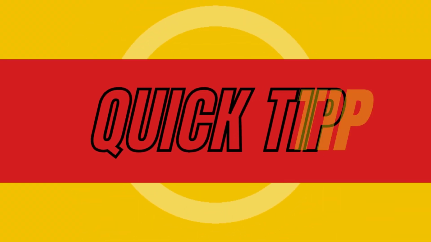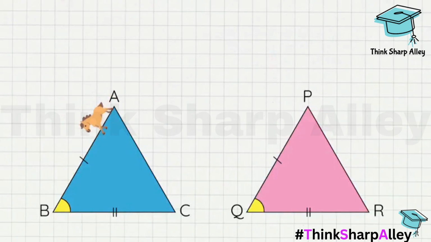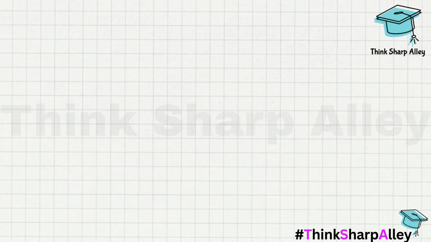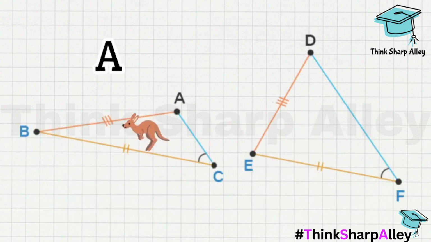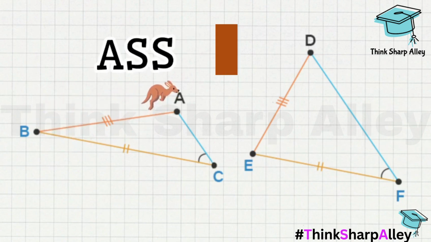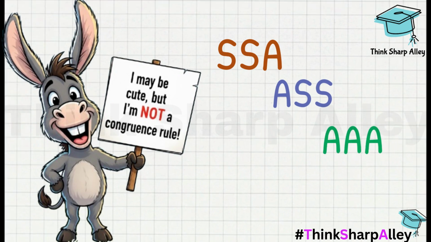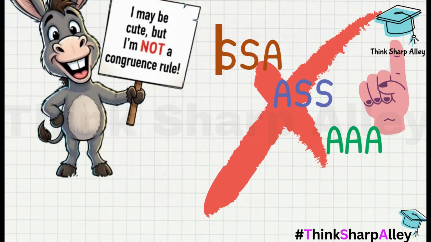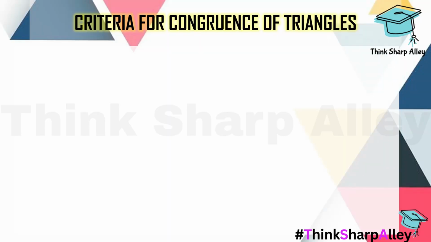So here's a quick way to remember. If you walk along one side, take a turn at the angle and continue to the second side, that's SAS. But if you take the angle first and then jump to a random side, then to another side, that's ASS. Remember SSA, ASS or AAA, AAA do not prove any congruency. They might try to trick you.